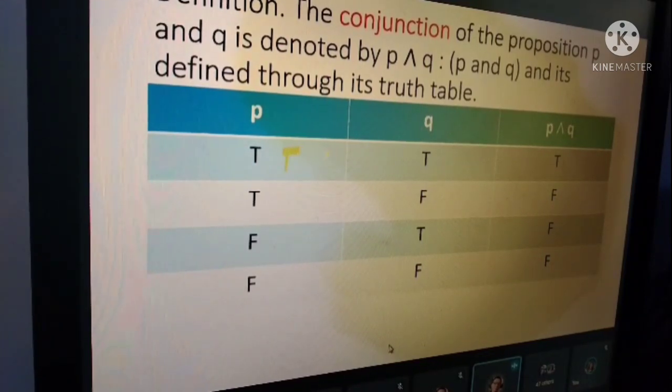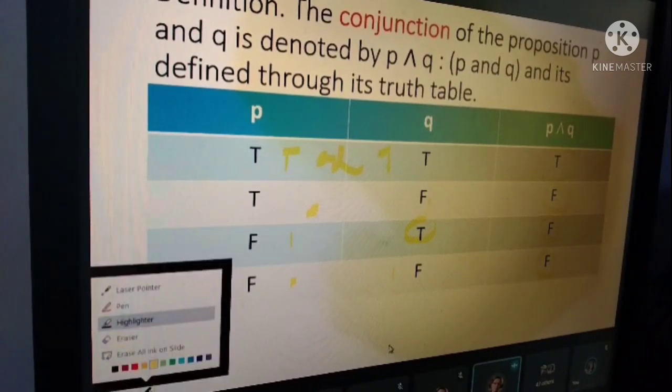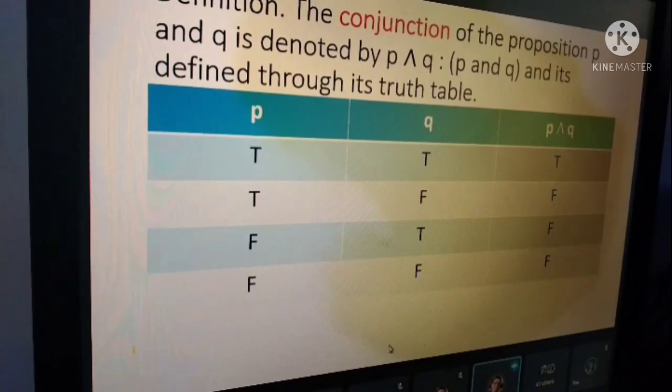Kapag true and true, ibig sabihin, kapag parehong true, totoo. Pero pag true and false, false agad ang sagot. Kapag false and true, false din ang sagot. False and false, false din ang sagot. Ibig sabihin, sa end, magiging true lang siya kapag parehong dalawang proposition ay parehong totoo. So kapag ang dalawang proposition ay parehong totoo, ang truth value niya ay true.